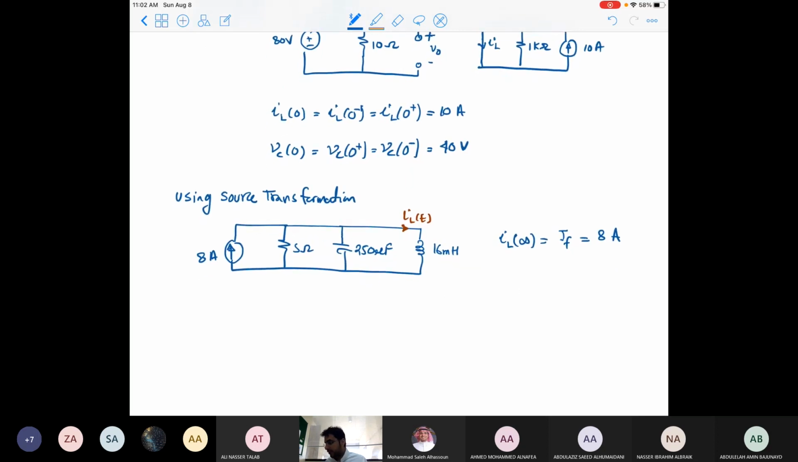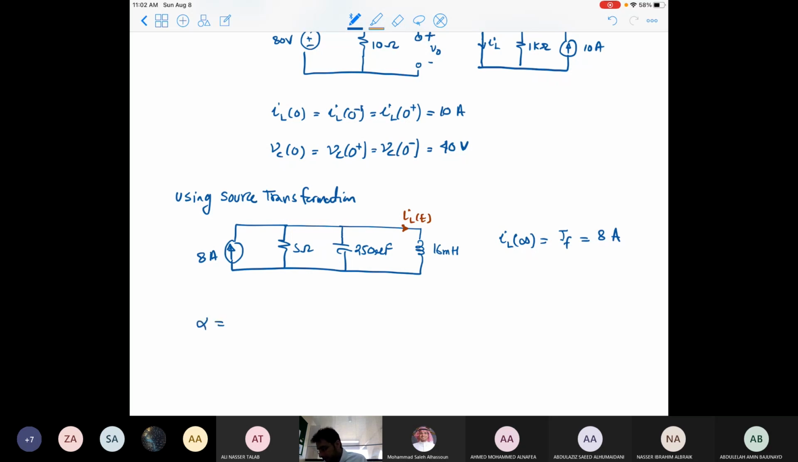Okay. Now I know the final value. I know the initial values. So I need to know what type of response I have here. From the type of response, I can construct the general solution. So it's a parallel RLC circuit.